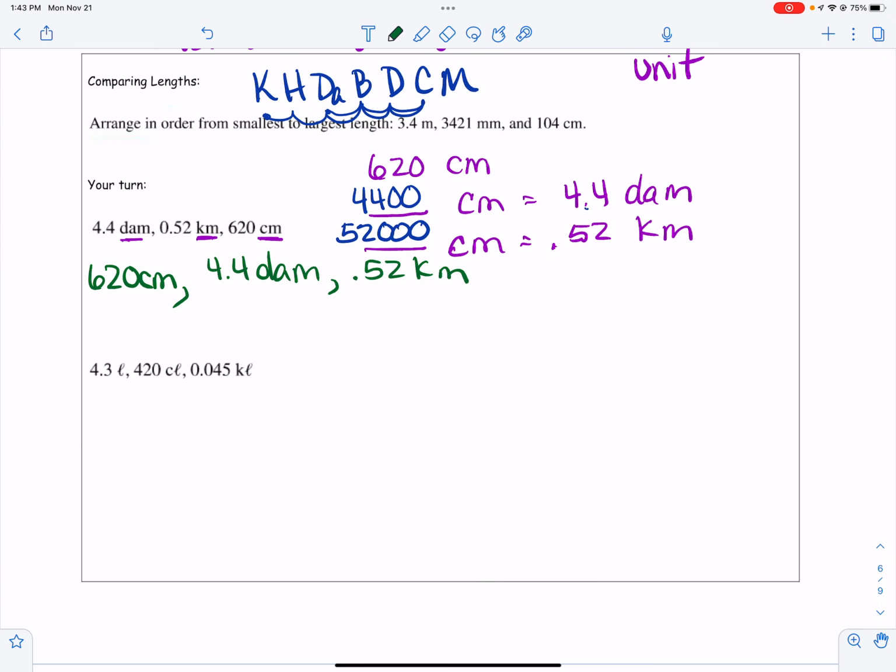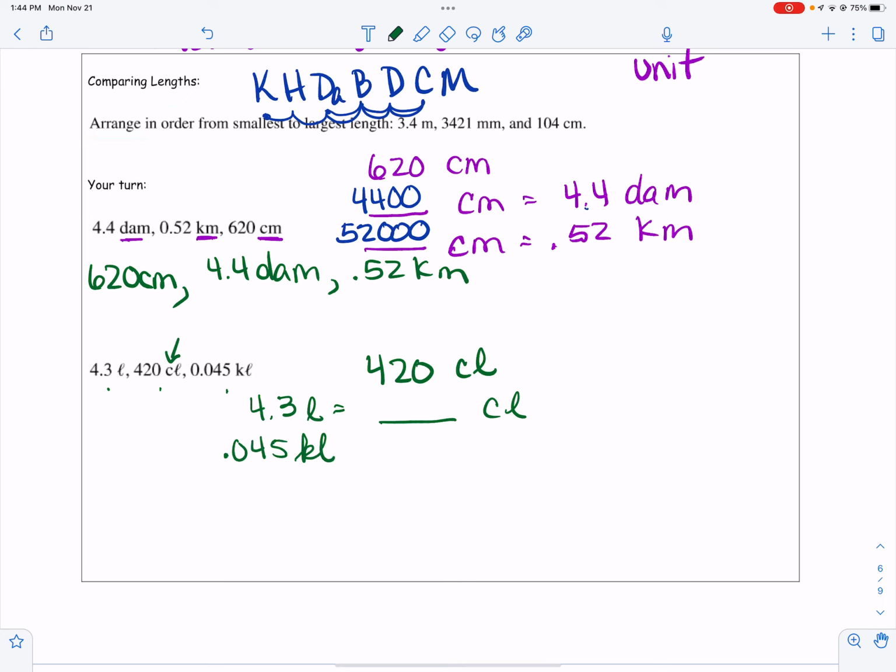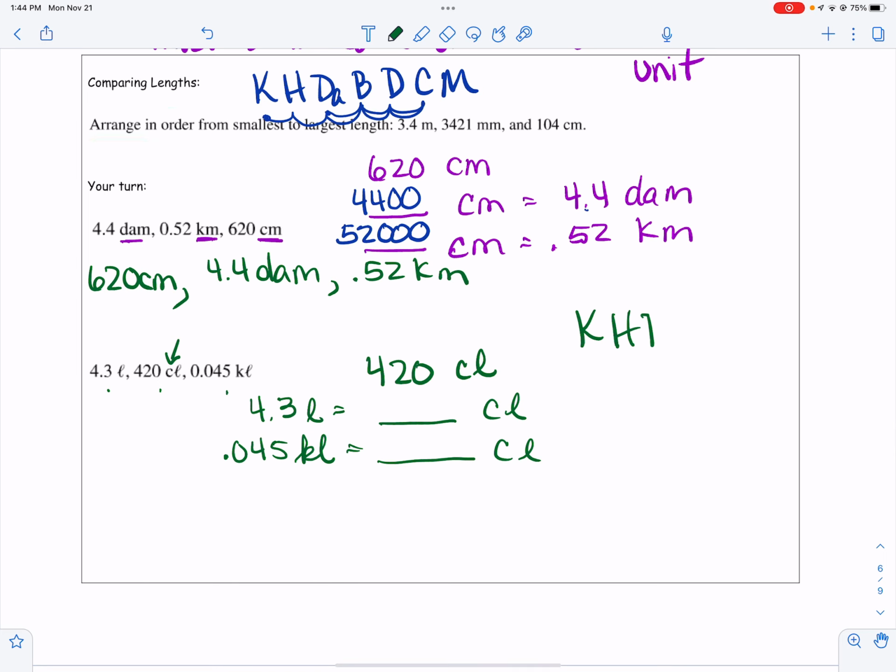Okay, and so now here we've got liters, centiliters, and kiloliters, and these numbers are very close. So I probably want to convert all of these to the smallest unit, which will be centiliters. So I'm going to have 420 centiliters. I'm going to convert 4.3 liters into centiliters, and I'm going to convert 0.045 kiloliters into centiliters.